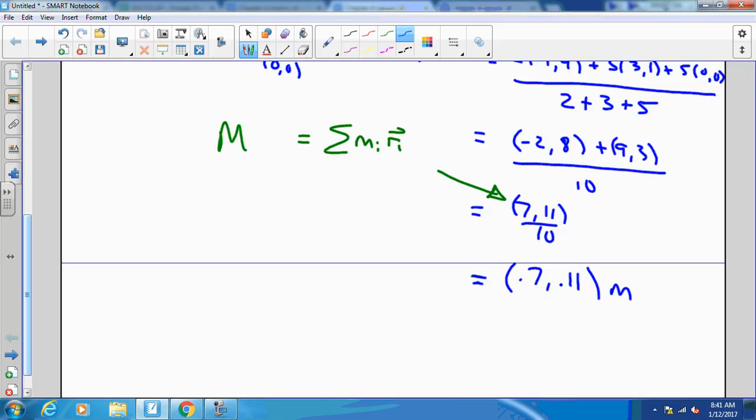Now this raises an important question. This center of mass that we got right here was relative to our choice of origin. And we are fully aware that the choice of origin is up to the problem solver. It is arbitrary. So what would have happened if I had chosen a different origin?